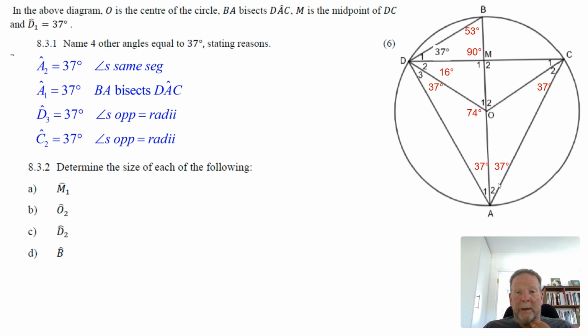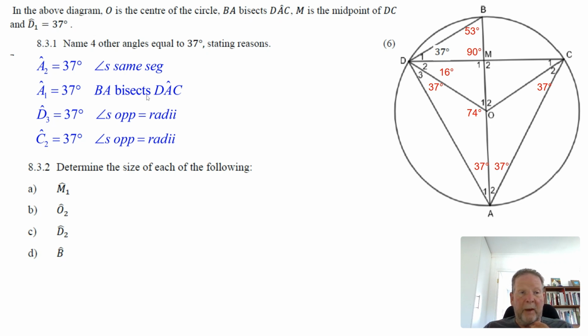The first one you can get is that A2 is 37. And why? Because it opens up to the same segment, BC. You see, D1 opens up to BC and A2 opens up to BC. Angles in the same segment are the same. So there's your first one. A2 is 37 degrees.